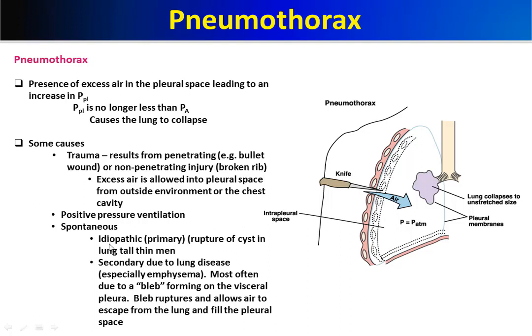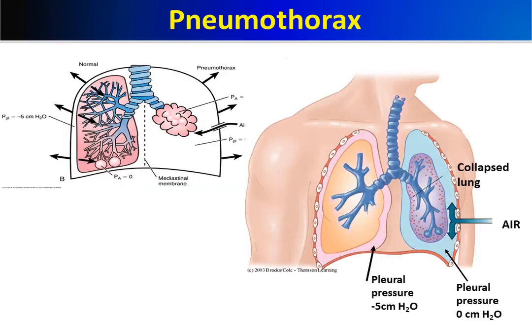Or it could be secondary due to lung diseases, like a disease known as emphysema, and in this emphysema there are blebs of air forming on the visceral pleura, and when these rupture, this results in escape of air from the lungs, and this air fills the pleural sac, elevating the pressure inside the pleural sac, resulting in lung collapse.